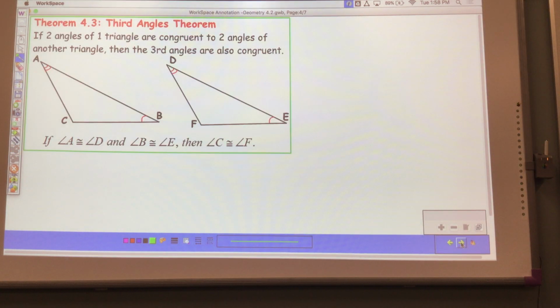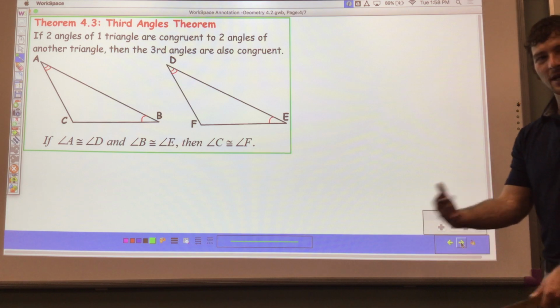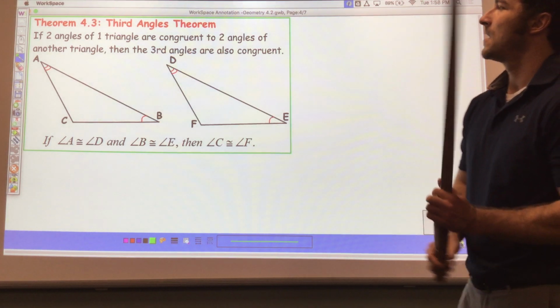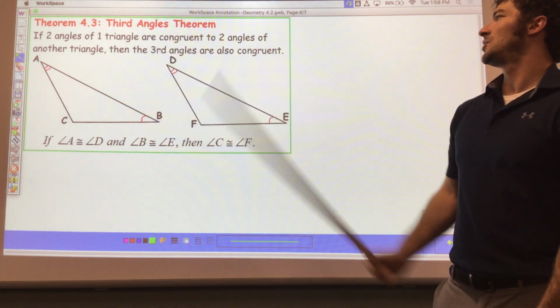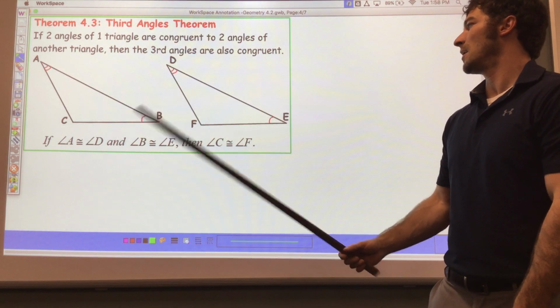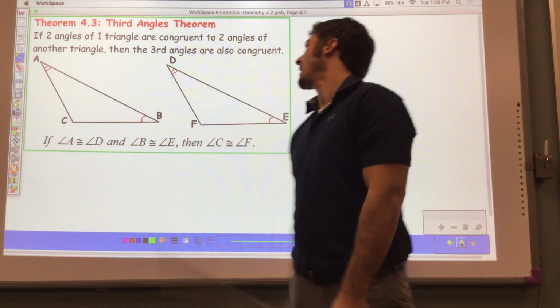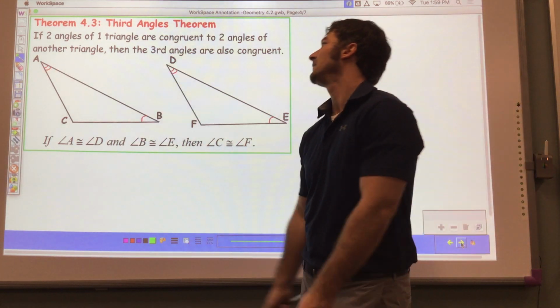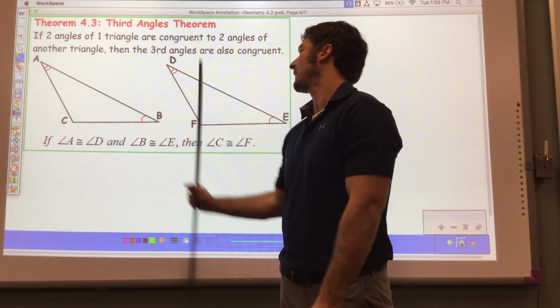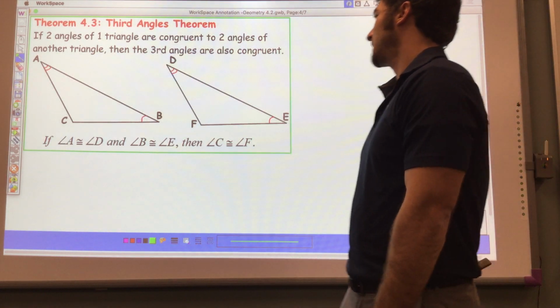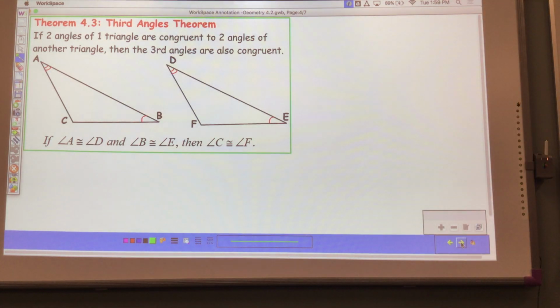This is our third angles theorem, so make sure you have this written down prior to coming to class. It says if two angles of one triangle are congruent to two angles of another triangle, so here, angles B and A are congruent to angles B and D, then the third angles are also congruent. So angle F has to be congruent to C. So that's your third angles theorem. And that one should be a fairly easy proof.